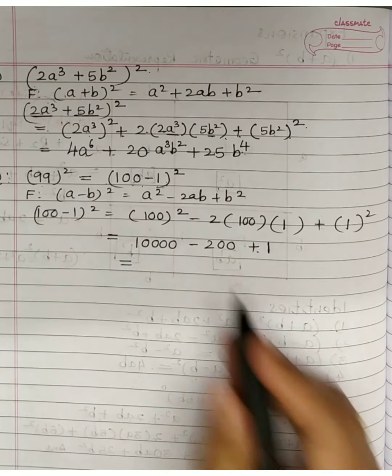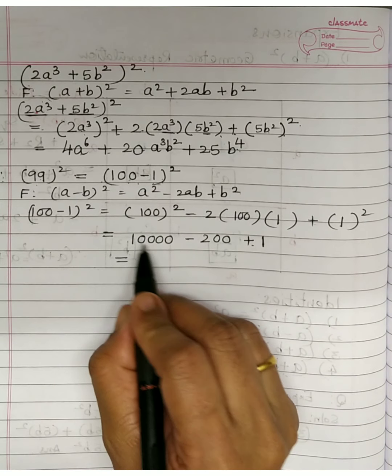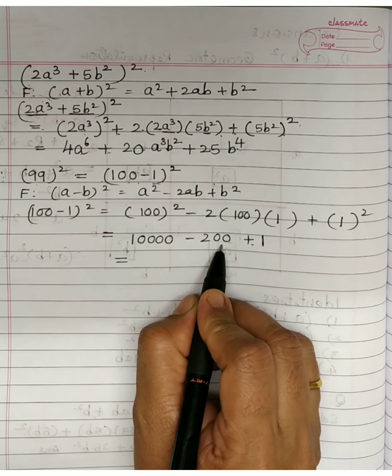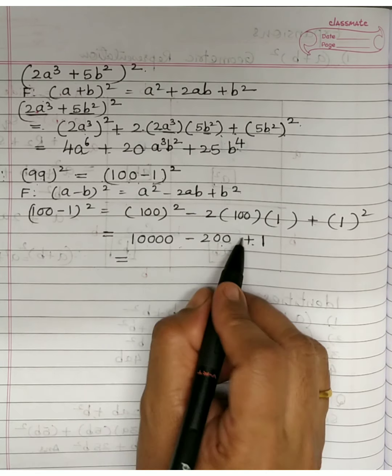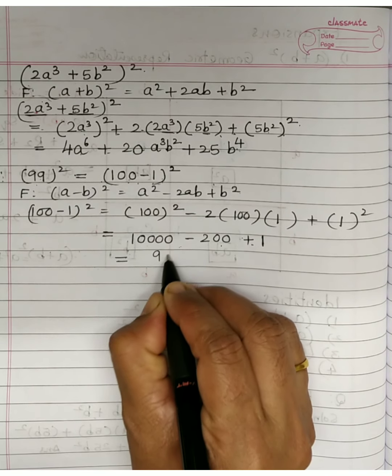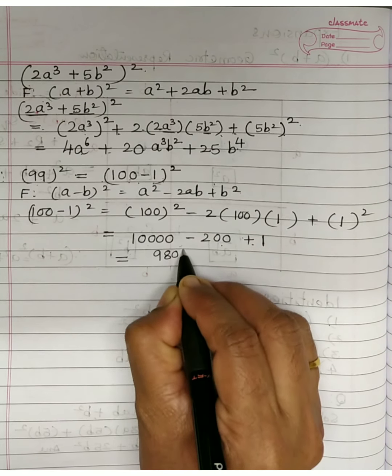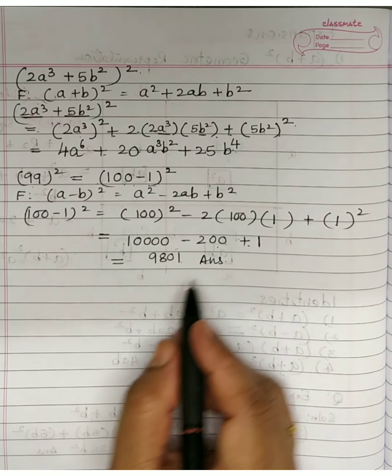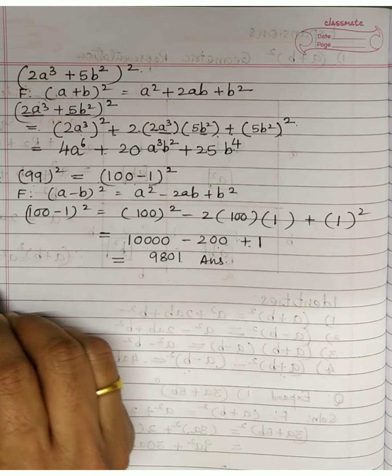Yes, what is the answer coming here? 10,000 minus 200, what will it be? 9,800 plus 1. So what is the answer? 9,801. Be careful with calculation. One more application, let's see.